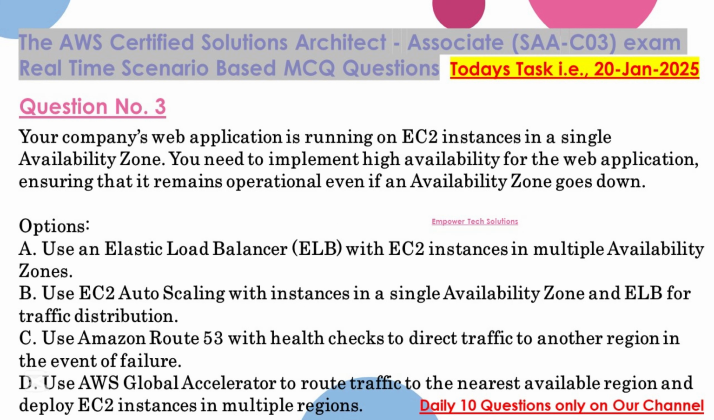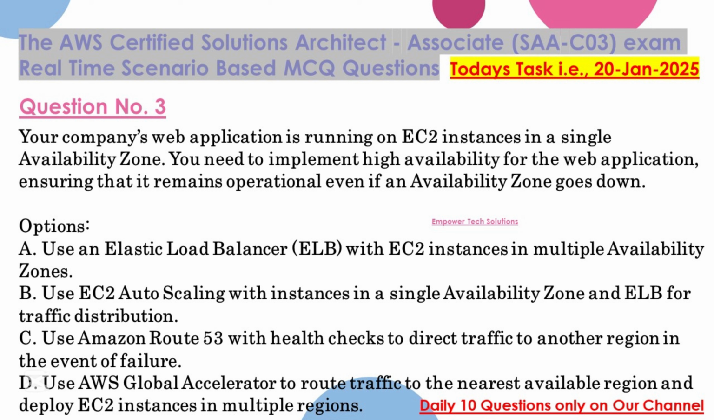Your company's web application is running on EC2 instances in a single availability zone. You need to implement high availability for the web application, ensuring that it remains operational even if an availability zone goes down. Options: A. Use an elastic load balancer, ELB, with EC2 instances in multiple availability zones.